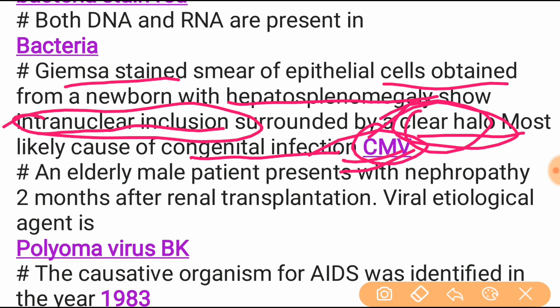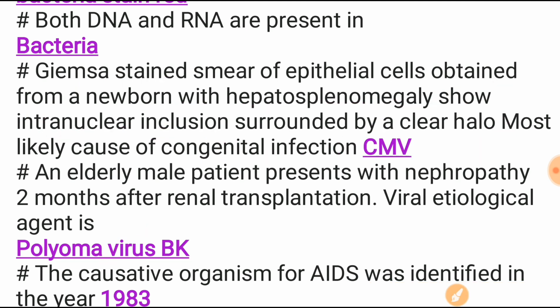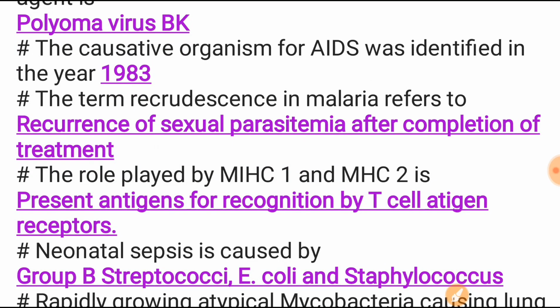Next one is an elderly male patient presented with nephropathy 2 months after renal transplantation. The viral etiological agent is polyomavirus BK. Next, the causative organism for AIDS was identified in the year 1983.